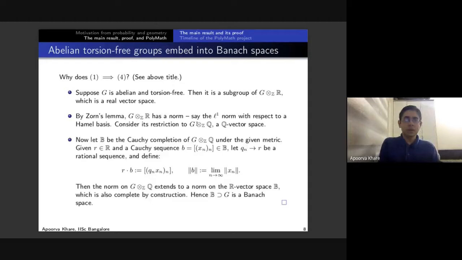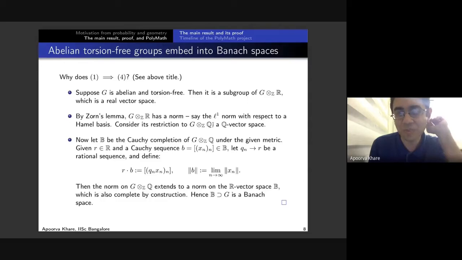And now it's very simple. Now you do the standard analysis construction. Until now, we were doing sort of algebra and a set theory bit, but now it's analysis. Take the Cauchy completion of this. So there's a metric, and you can take the Cauchy completion, and you can even define a real vector space structure in the following way.